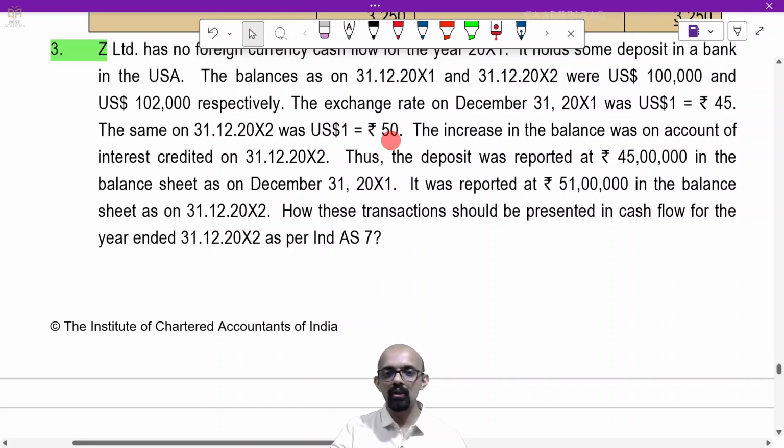So 1 lakh into 5 rupees, that is 5 lakh rupees, is a forex gain relating to the cash and cash equivalents. So how will this be presented? Obviously, interest received will be shown at $2,000 into 50. There is no problem there. It will be shown in investing. This forex gain relating to cash equivalents has to be shown separately below the cash flow statement as a reconciliation, so that we are able to reconcile the balance as per the cash flow and the balance sheet.